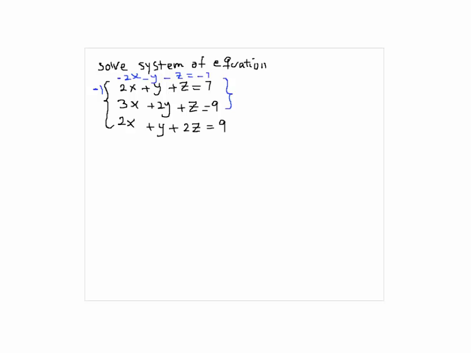3x minus 2x, that gives me just x, minus y plus 2y, that gives me plus 1y, or just plus y, and z drops to 0, and then that's equal to what, anyone? 2. Plus 2, yeah. Okay, so we create 2 equations and 2 unknowns.